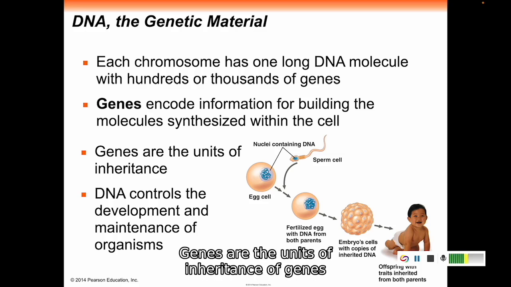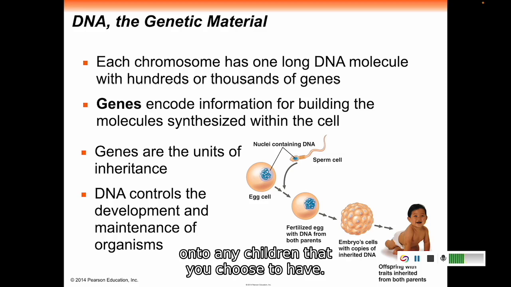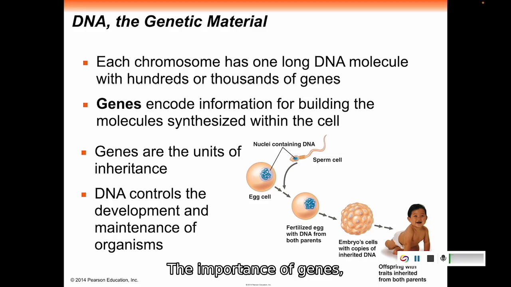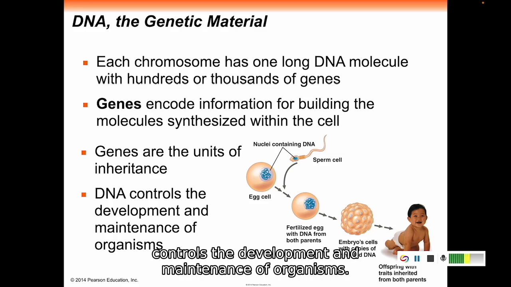Genes are the units of inheritance. The genes that you have were inherited from your parents, which they inherited from their parents. The genes you have will be passed on to any children that you choose to have. And the importance of genes, the importance of DNA, is that DNA controls the development and maintenance of organisms.